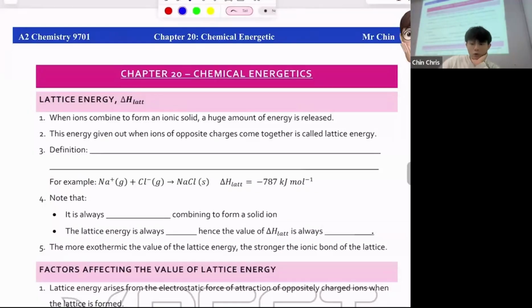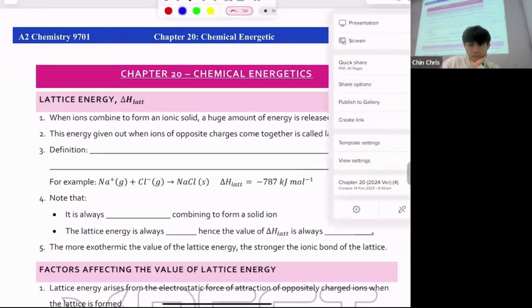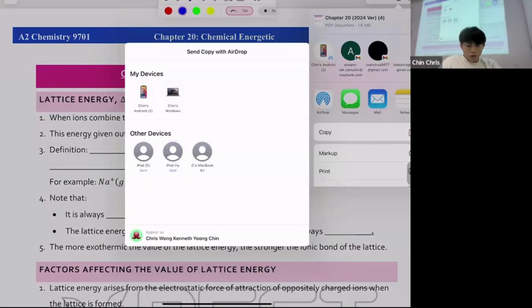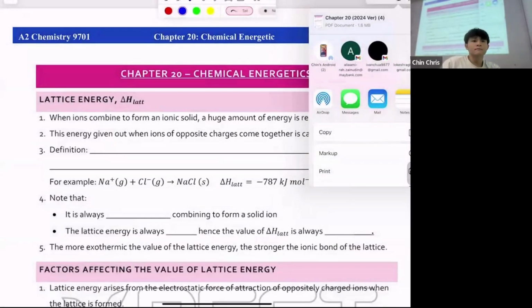All right, guys, open up chapter 20. All good, ready? Shall we? All right, guys, let's go. Let's look at chapter 20.